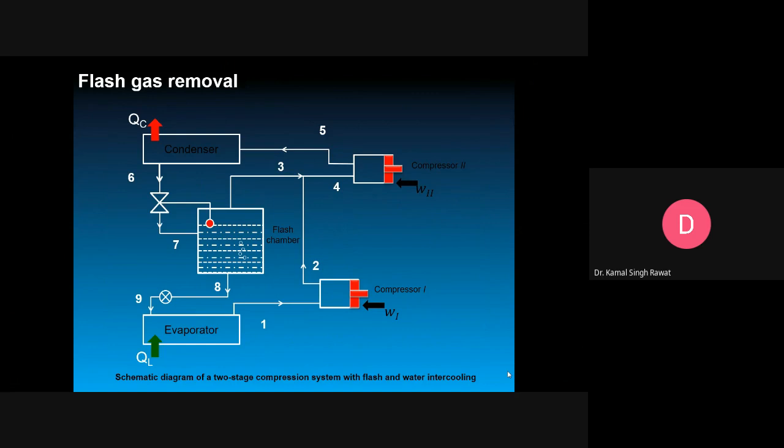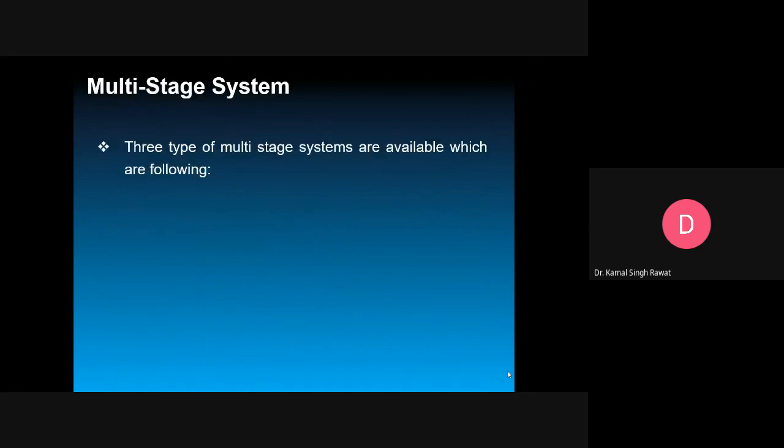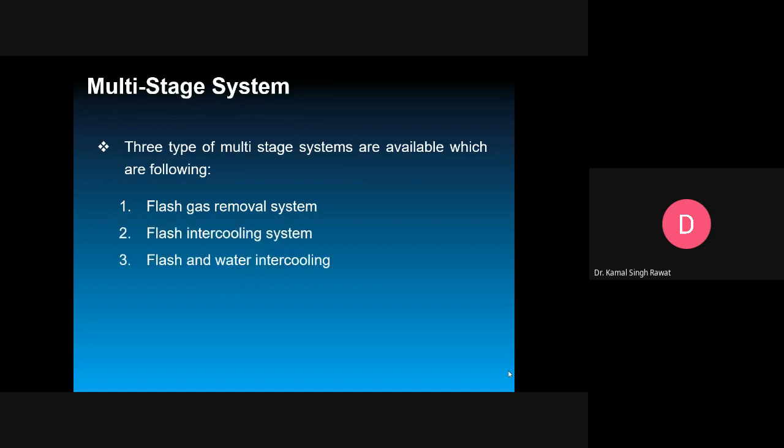So, as we have already discussed what multi-stage systems are, and in the multi-pressure system we use two compressors, this multi-stage system has three parts. First one is flash gas removal, second one is flash intercooling, and third one is the combination of flash gas removal plus flash intercooling plus water intercooling.